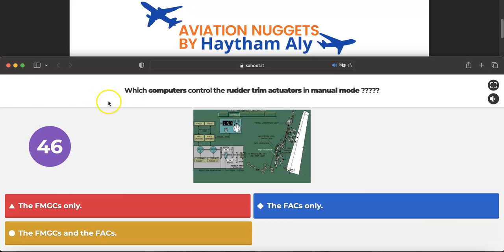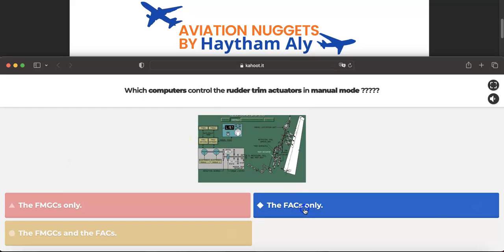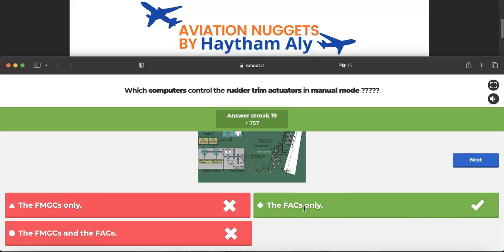If you can see here, rudder trim in manual mode, you will trim the rudder from the selector here. Signal coming from the panel to the FAX. So FAX only will control the rudder trim actuator. So again, which computer controls the rudder trim actuator in manual mode? The FAX only.